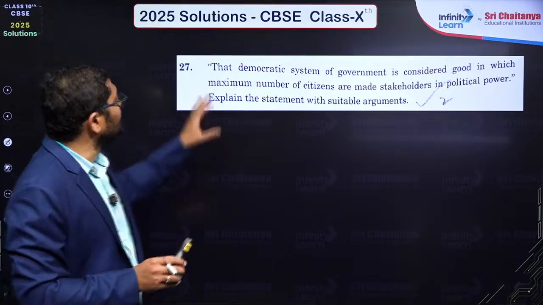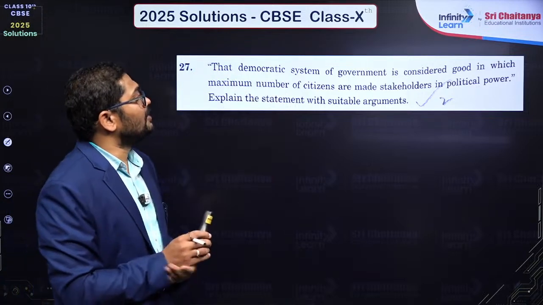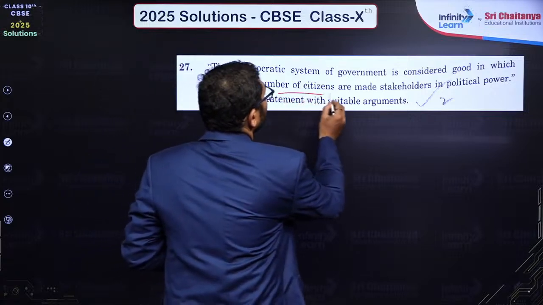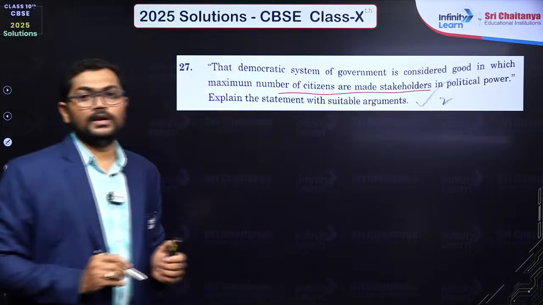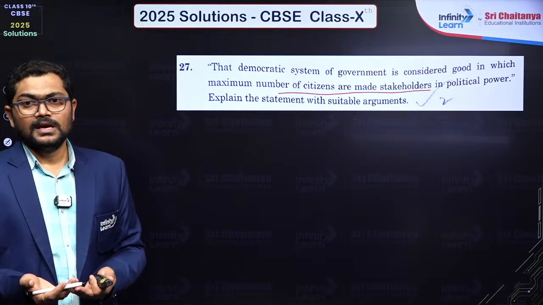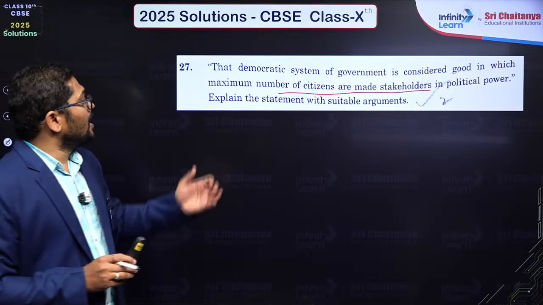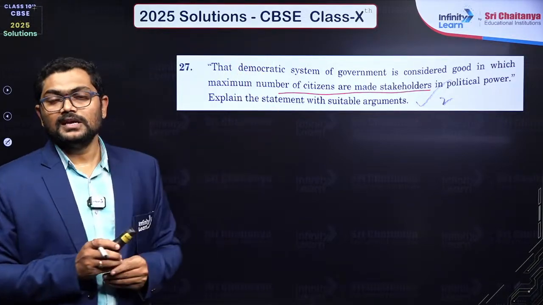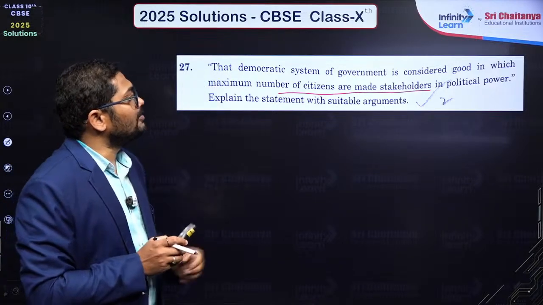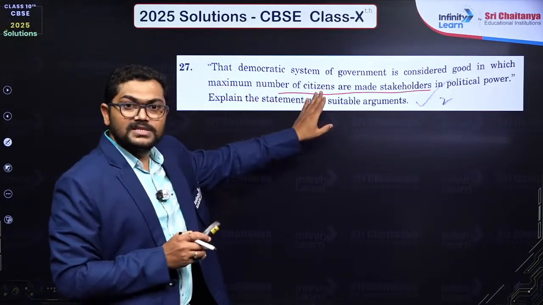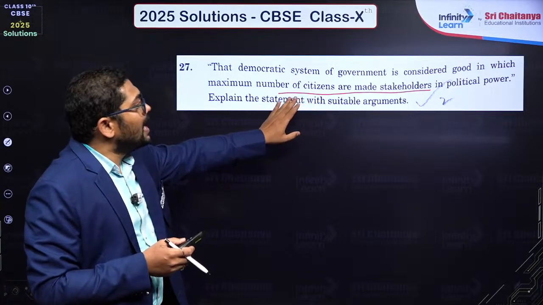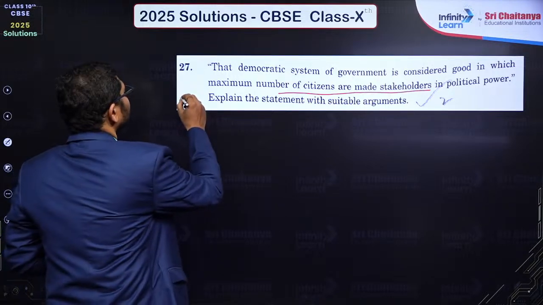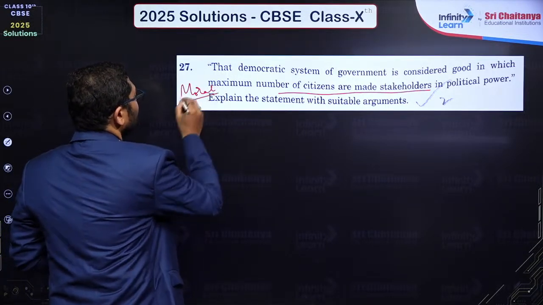The reason is that the statement is saying that a democratic system of government is considered good in which maximum number of citizens are made stakeholders. So the citizens are becoming the stakeholders. Stakeholders are nothing but partners. It means whenever the citizens become part and parcel of the decision making, based on that the question is being asked. So a democratic system of government is considered good in which as many citizens as possible become part and parcel of the decision making process. So for this you can write the moral reason of power sharing.